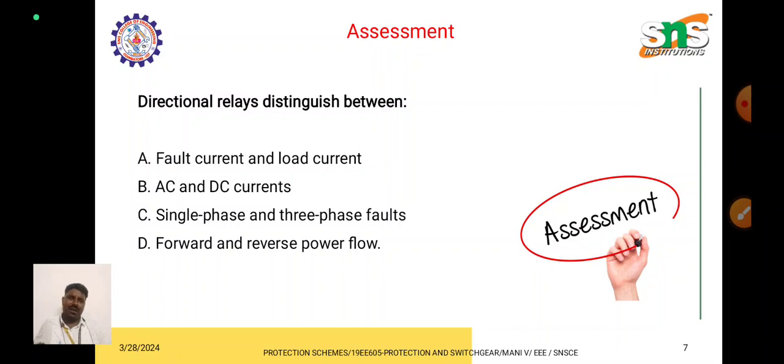The directional relay distinguishes between fault current and load current, AC and DC current, single phase and three phase fault, and forward and reverse power flow.